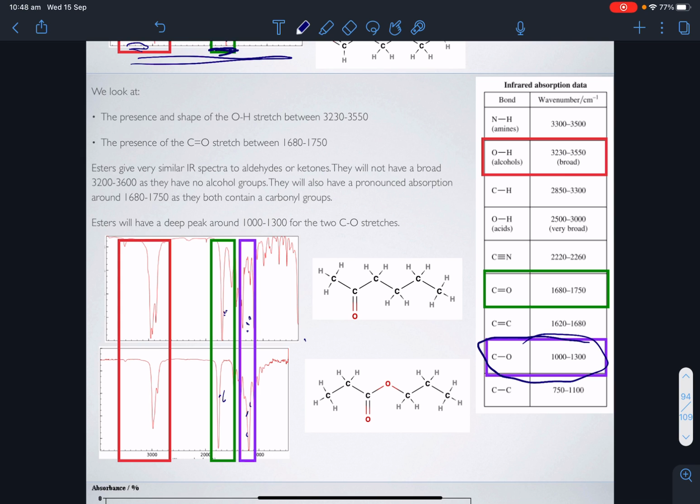Okay. So the way to tell between my ester and my ketone or aldehyde is looking for this carbon-oxygen stretch, okay? And it's another deep one there. Notice there's still kind of a deep one there, but it's not as deep. Okay, that's the best we can do.